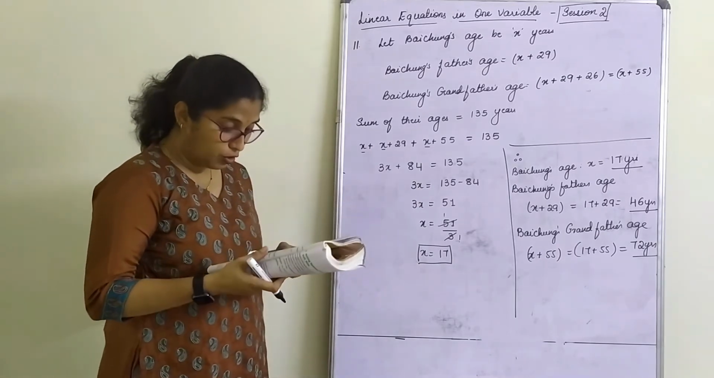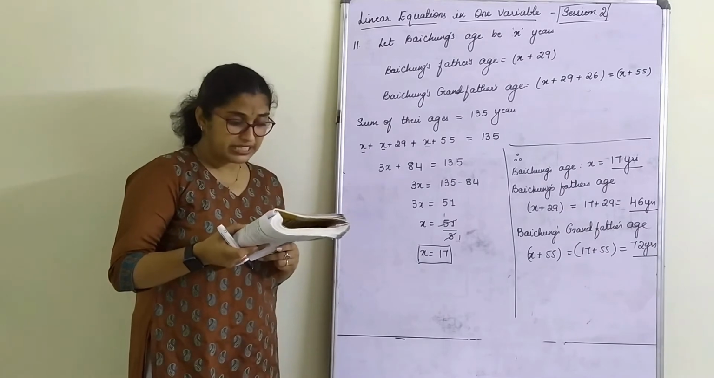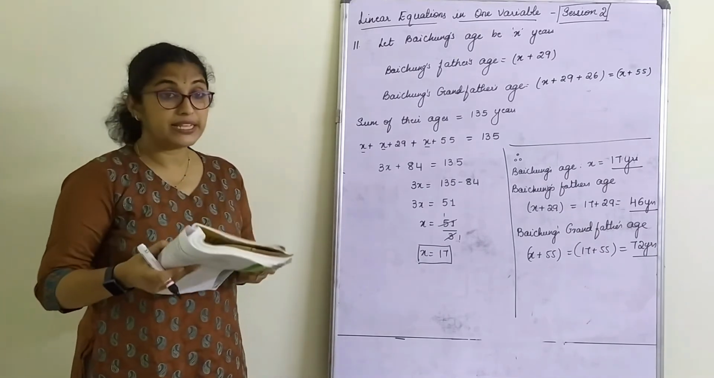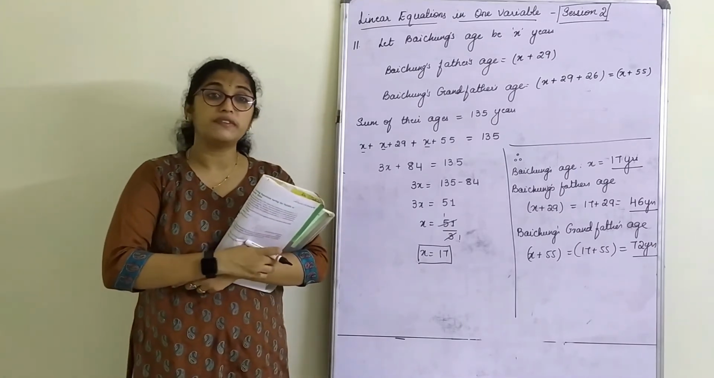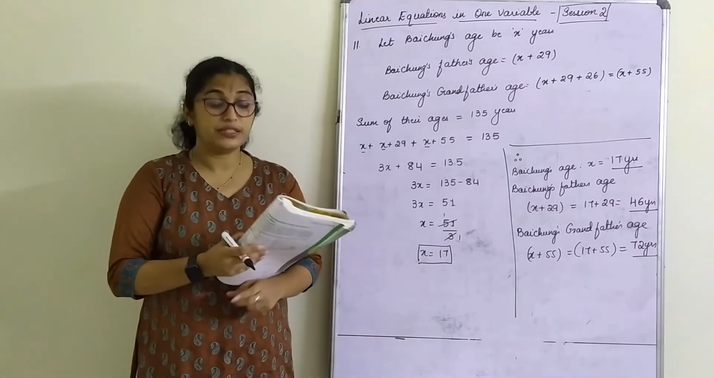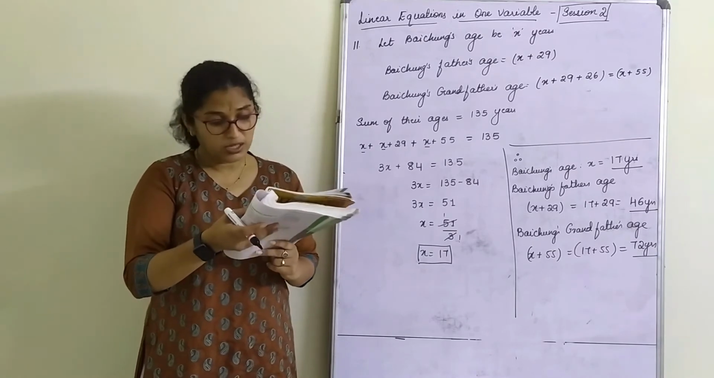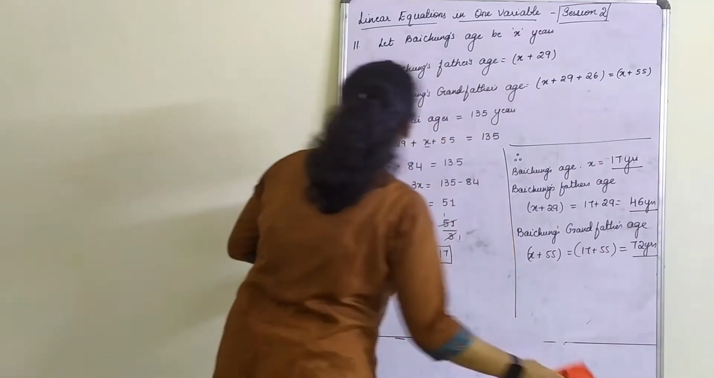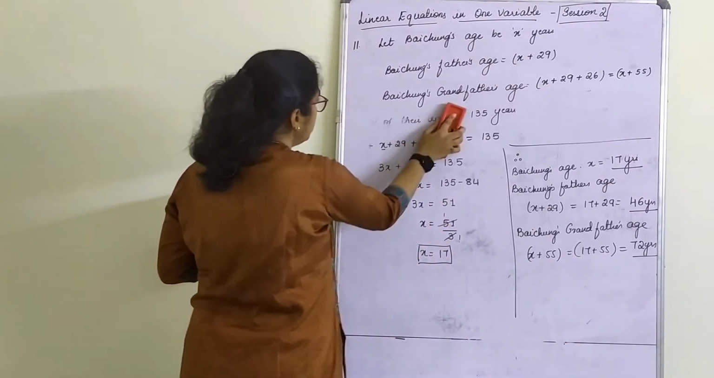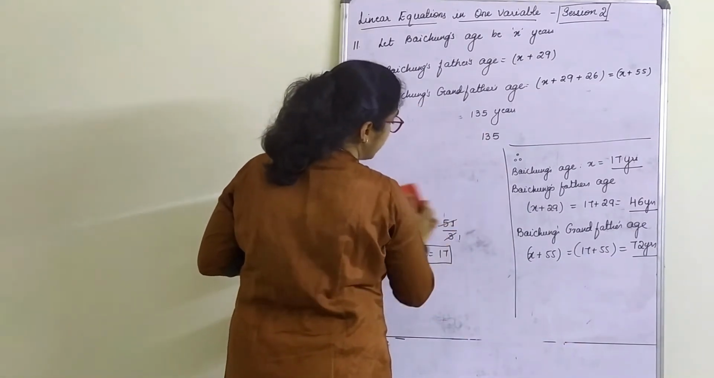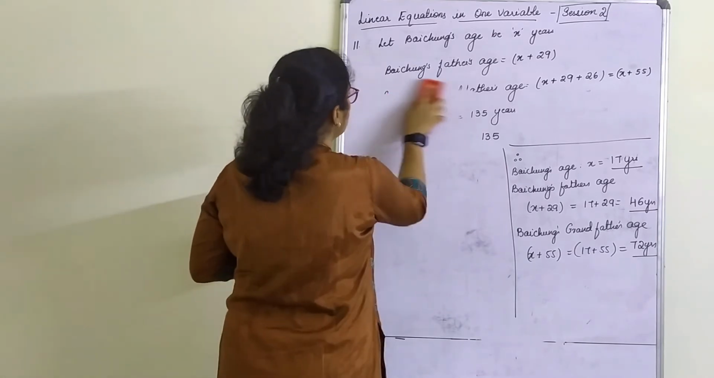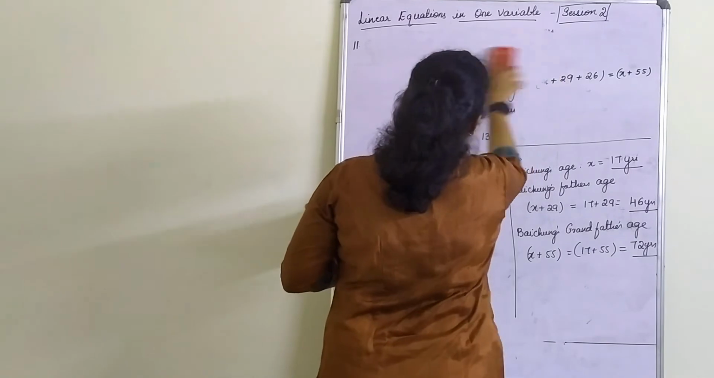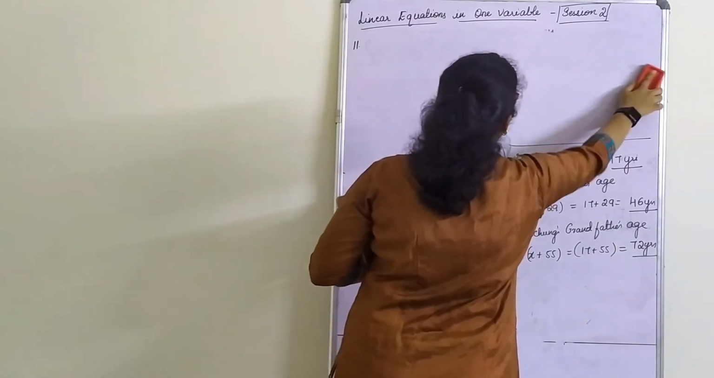So quickly we'll move on to the next one. 15 years from now, Ravi's age will be 4 times his present age. That means if you know Ravi's present age, you can know his age 15 years later also. What is Ravi's present age? So we'll just clear the sum to copy the next one. Let Ravi's present age be x. So based on the given data, let us try to calculate and find out his present age.